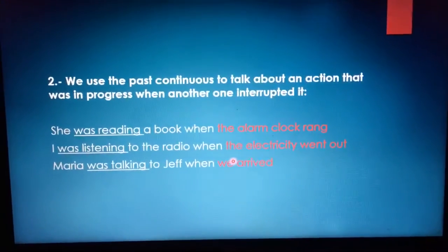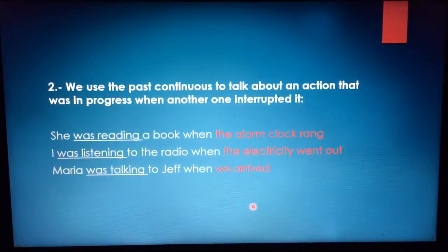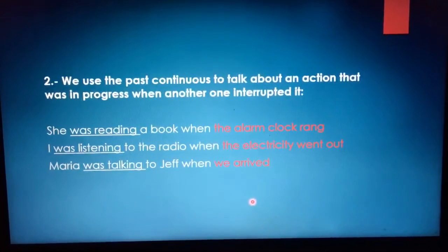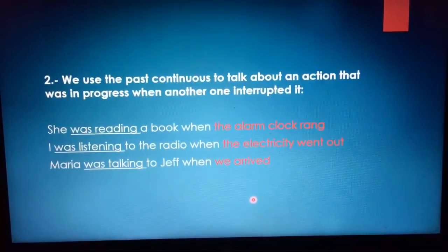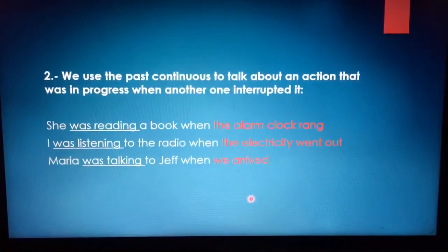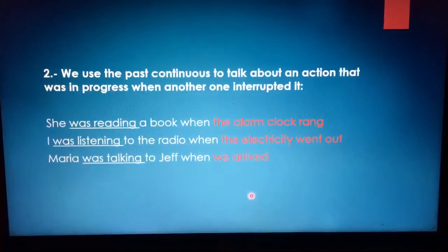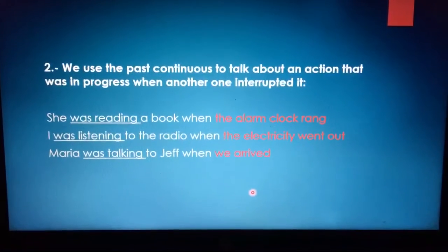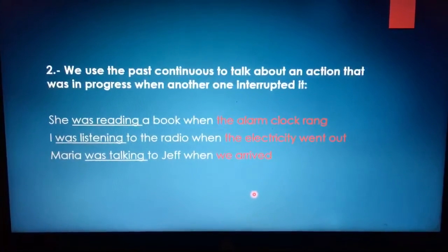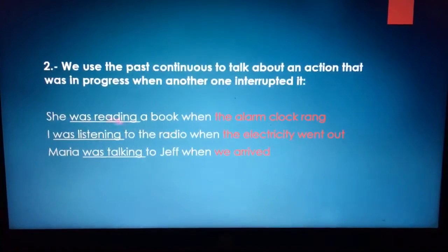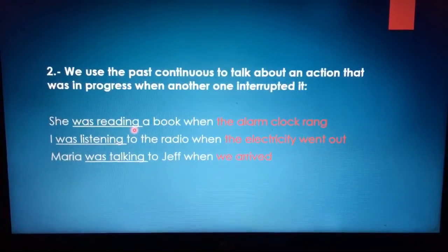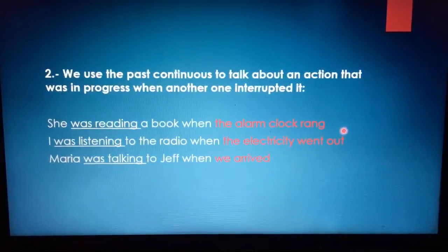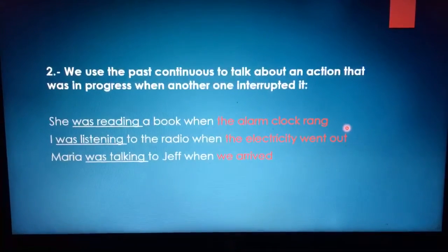Okay, the next case when we use the past continuous is we use the past continuous to talk about an action that was in progress when another action interrupted it. For instance, she was reading a book when the alarm clock rang. I was listening to the radio when the electricity went out. Maria was talking to Jeff when we arrived. Okay, so on these examples we have underlined the action that was happening, the ongoing action in the past, and with red we see another action that interrupted the first one.